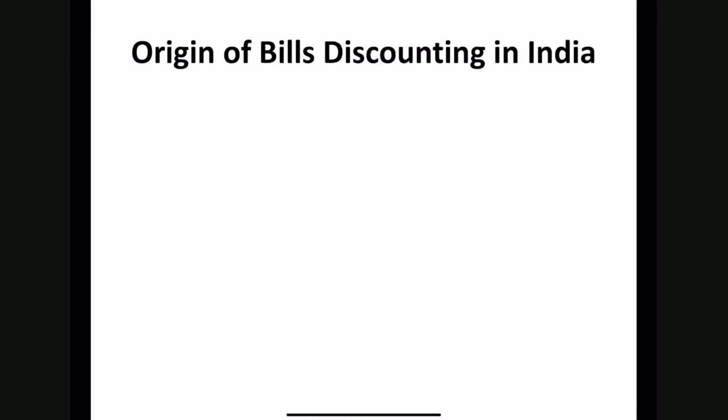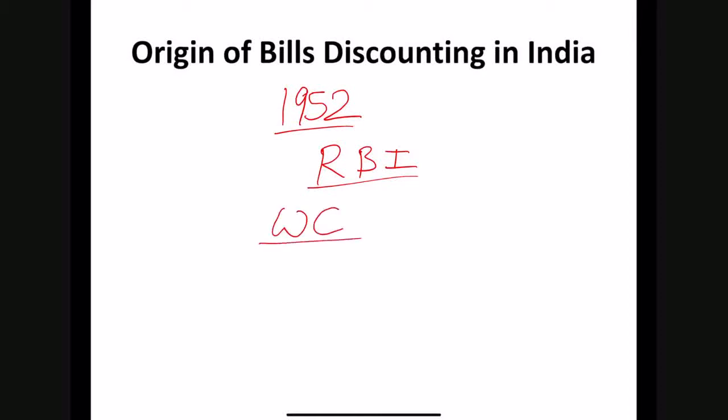Now let us discuss about the origin of bills discounting in India. The bills discounting started in India in the year 1952 by the initiation of RBI. RBI felt that there is no innovative source of financing working capital, so started bills discounting to finance working capital requirement for the companies and promoted this bills discounting in the year 1952. And the RBI promoted and developed a good bill market.